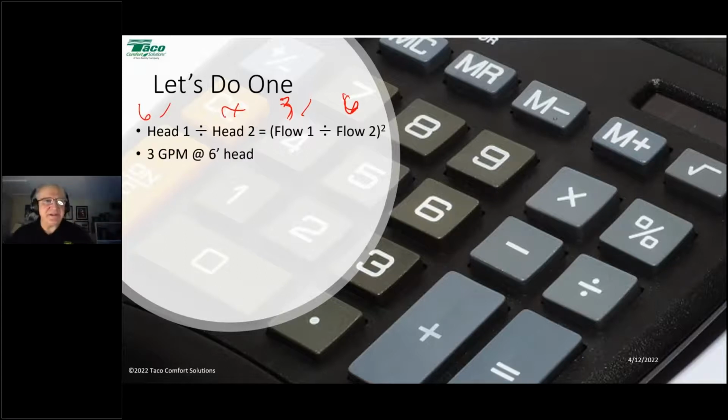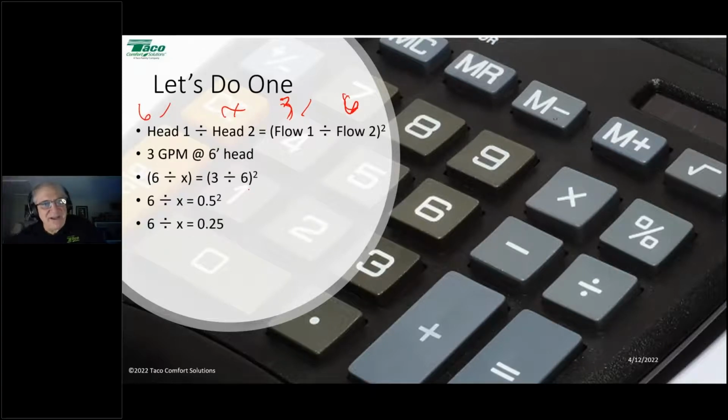3 gallons a minute at 6 feet of head. We put in all of our information. So head 1 is 6, divided by x, equals 3 gallons a minute divided by 6 gallons a minute, squared. So 6 divided by x equals, if I do 3 divided by 6, that's 0.5. So 6 divided by x equals 0.5 squared. We continue our math. So 6 divided by x equals 0.25.